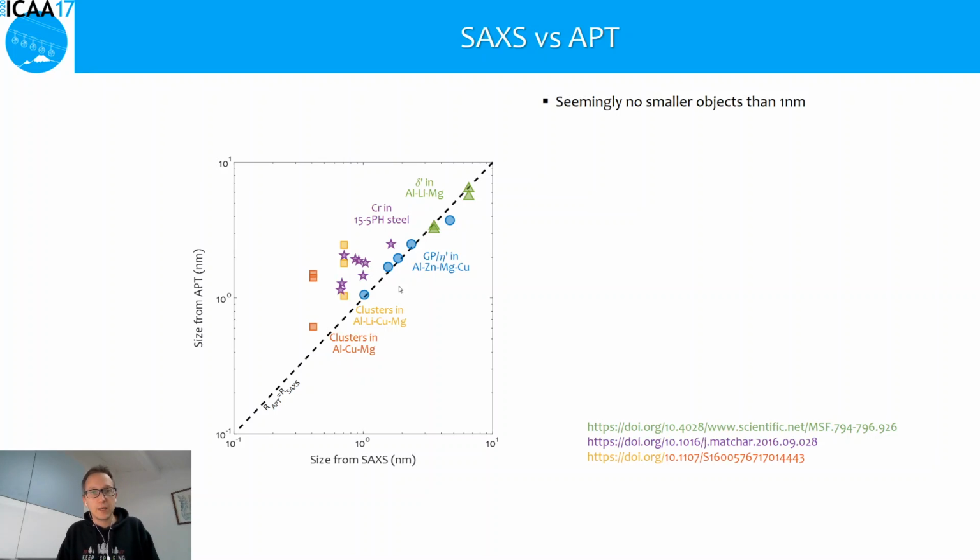And you see that they actually line up very well as well. Then I've added chromium decomposition in stainless steels, in pink there, clusters in aluminum, lithium, copper, etc. And you see that while for the big ones, you're all lined up very nicely on the diagonal, for the small ones, it's a bit different.